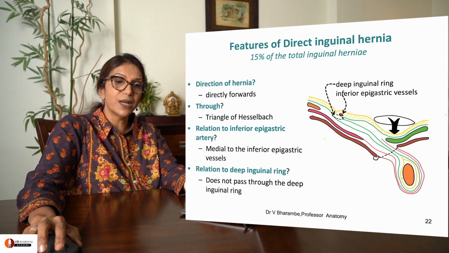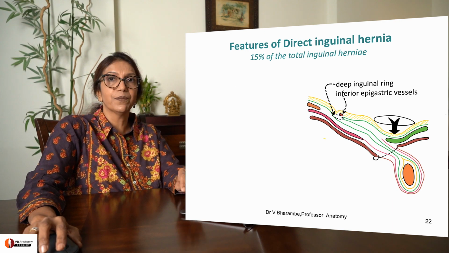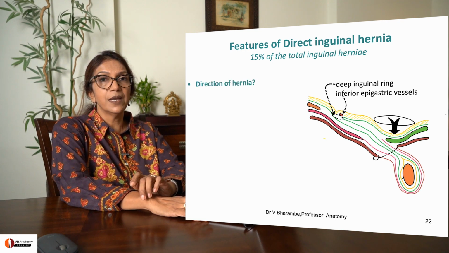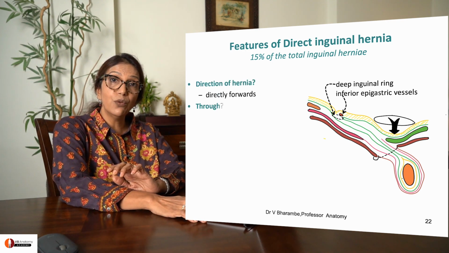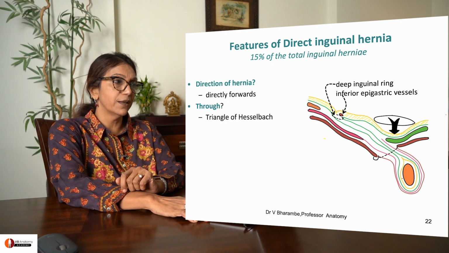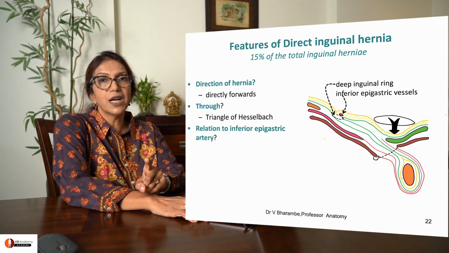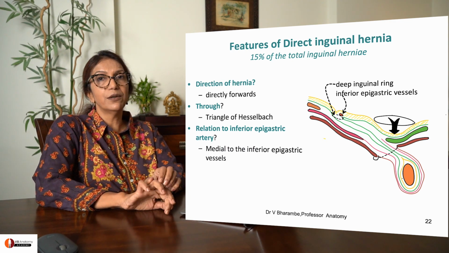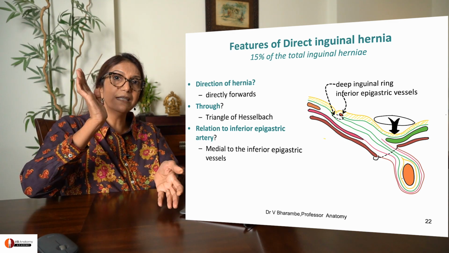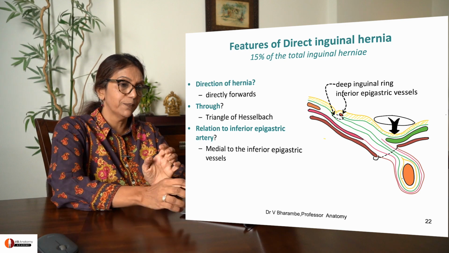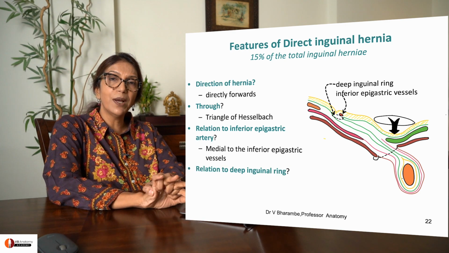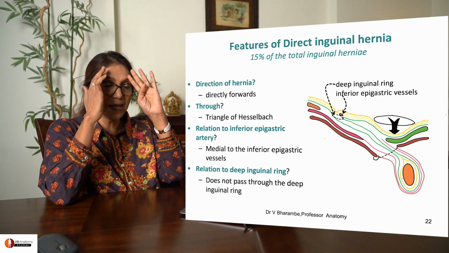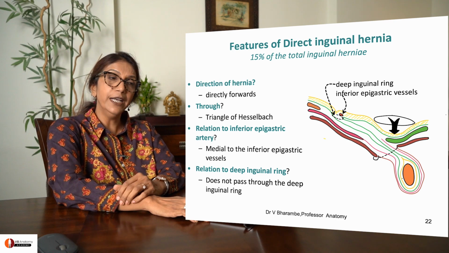Let's do these questions once again to bring you back into the game. What is the direction of direct inguinal hernia? It is directly forwards, through the Hesselbach's triangle. Relation to inferior epigastric artery: direct inguinal hernia is always medially related to the inferior epigastric artery. It always lies medial to it. What about relation to the deep inguinal ring? It does not pass through the deep inguinal ring. Got it? Some basic features of direct inguinal hernia.